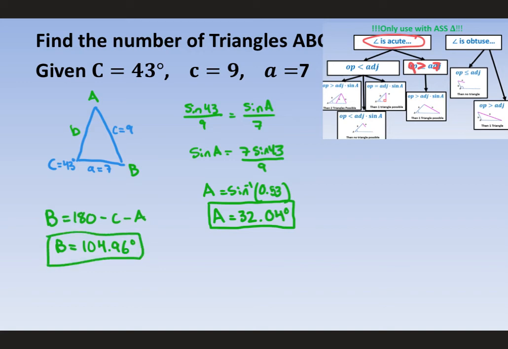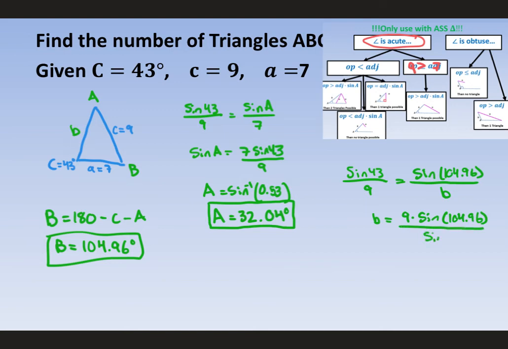All right, and our last piece is find little b. And well, we just found big B, so we can now use law of sines again. So we'll use the c's first. Sine of 43 over 9 is equal to the sine of big B we just found, 104.96, over the side across from it, which is going to be our little b. We'll cross multiply again, so little b equals 9 times the sine of 104.96 over the sine of 43. We divided that piece over when we cross multiplied.